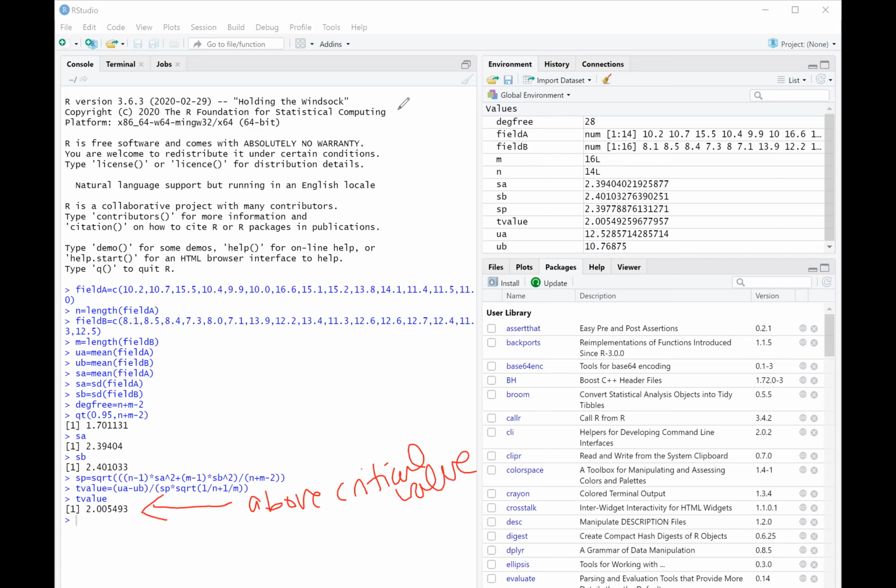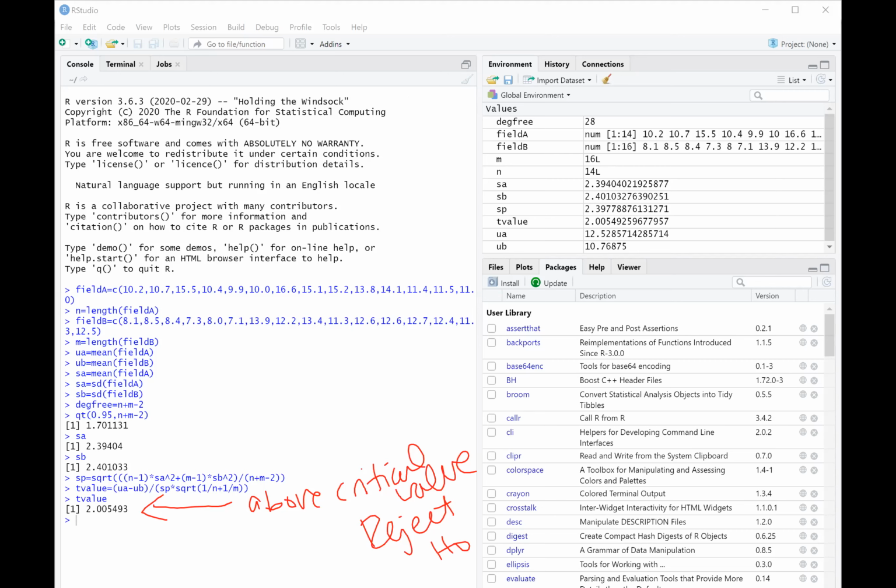It's in the critical region. So we are going to reject our null hypothesis at the 5% level. So what does this tell us? It tells us that we reject the null hypothesis that field A has the same soil water content as field B in favor of the alternate hypothesis where field A has the higher soil water content than field B at the 5% confidence level. All right.